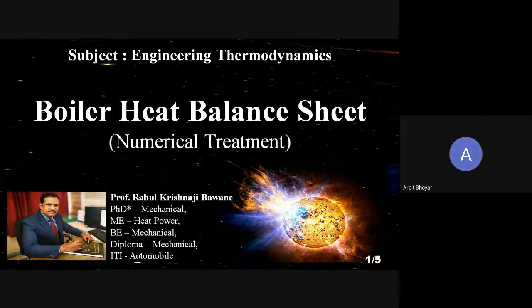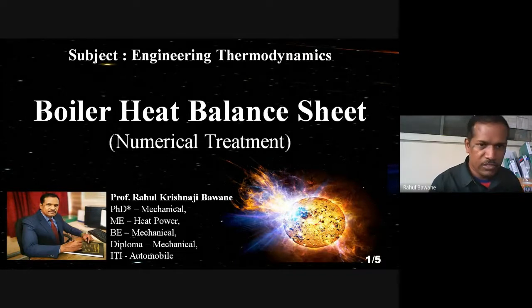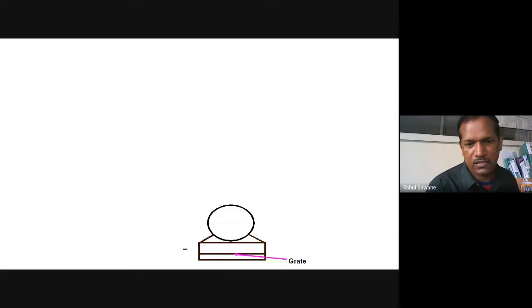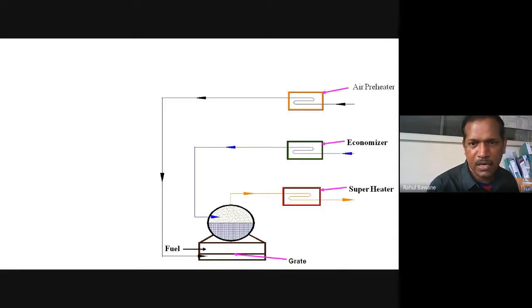Okay. So welcome to the next lecture on boiler heat balance sheet. Today we are going to see numerical treatment. In the previous lecture we saw the basic concept where heat is utilized at different parts.